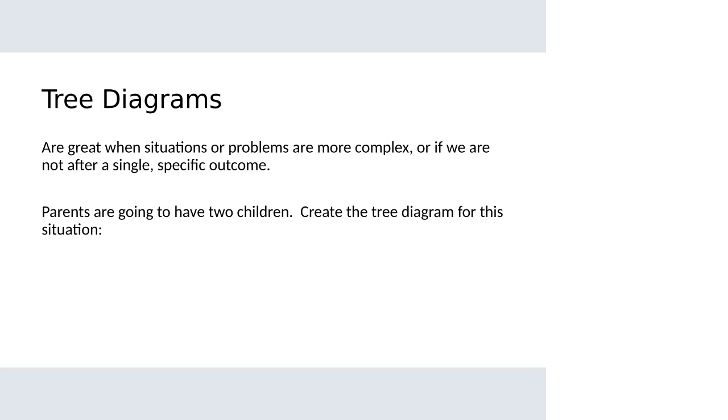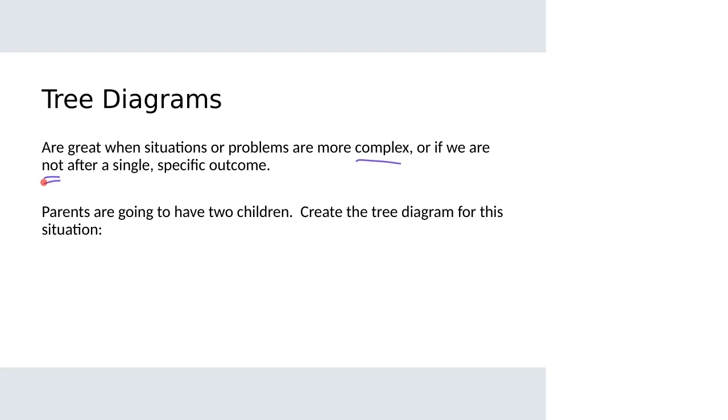So tree diagrams are what we're going to talk about next, and they are fantastic if the situation's fairly complex or if we are not after a single specific outcome. Because if we are after a single specific outcome, we just need to find the individual probabilities and multiply them together, and that's it. Sometimes it's a little more involved. First, let's look at what a tree diagram is anyway. A tree diagram gives us a way to find our sample space and see all the possible outcomes for a situation.